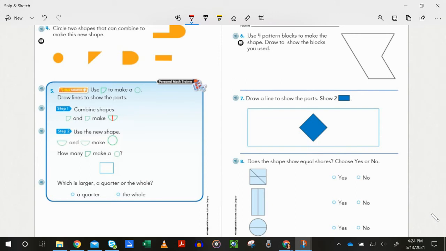Okay, number 8, we're just asking, does the shape show equal shares? Choose yes or no. So look at the first shape. Is that broken into equal parts or equal shares? Yes or no. Look at the second shape. Is that in equal parts or shares? Yes or no. And the third shape. Yes or no.